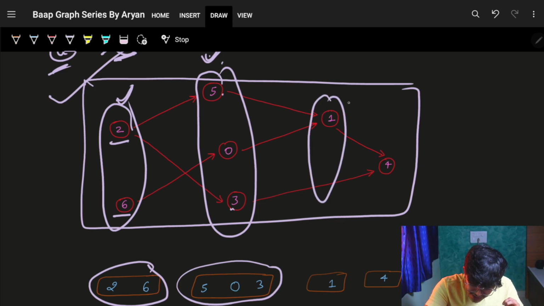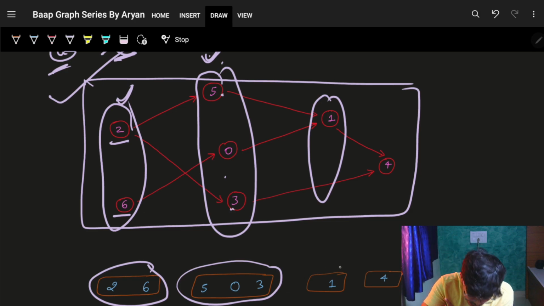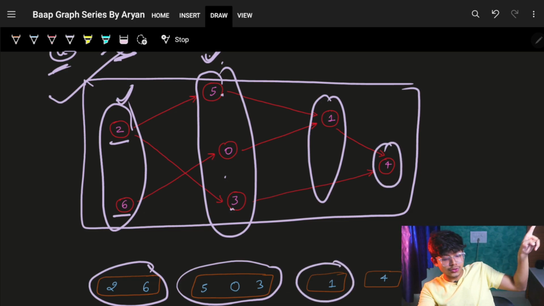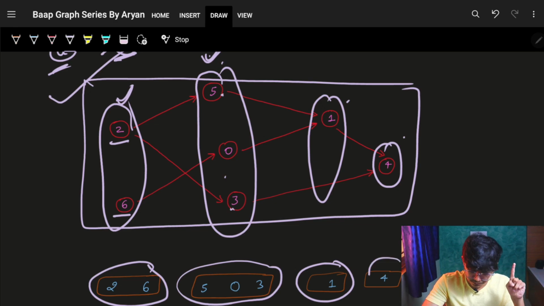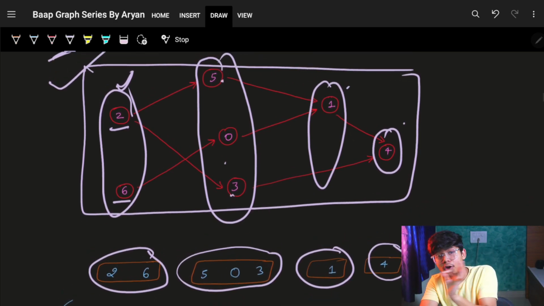Now, as 1 is dependent upon 5 and 0, so only after 5 and 0 can I write my 1. And as 4 is dependent upon 1, so after 1 I can write 4. It is one of the orderings.